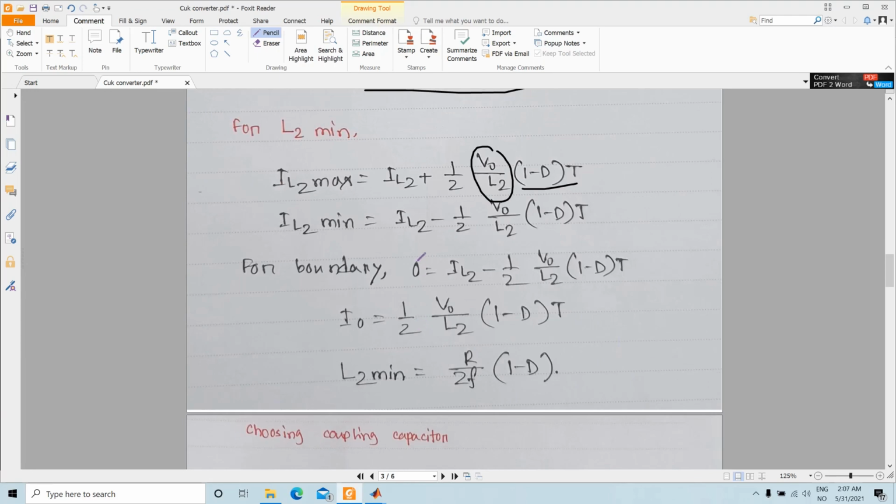So you write 0, and then IL2 can be written as I out during the off time. During the off time, IL2 can be written as I out, and I out can be written as V out divided by R. So from there you have the relationship of L2 minimum. So what should be the minimum value of the inductor?